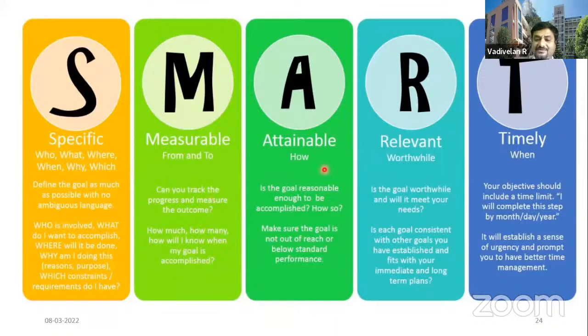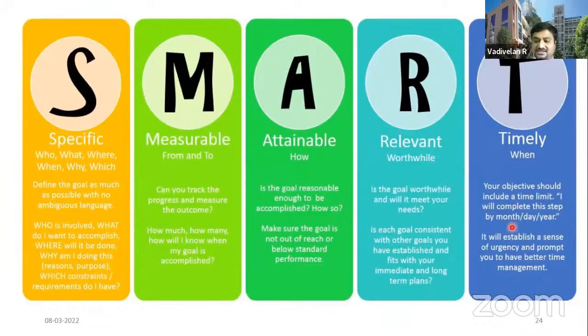And whether it is attainable. Is the goal reasonable enough to accomplish? How so? Whether you are able to make sure that your goal is not out of reach or below standard performance. And relevance: reliable, as I mentioned, worthwhile to meet your needs. And finally, timely. When are you going to achieve your objective? Your objective should include the time. I will complete this work by this and this.